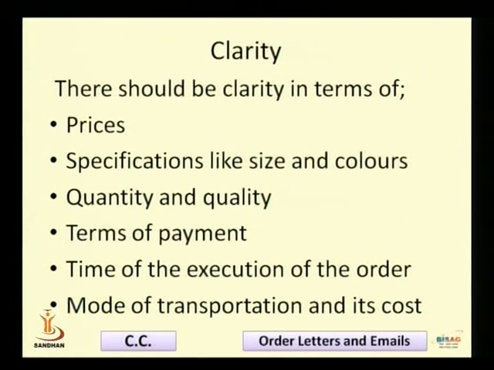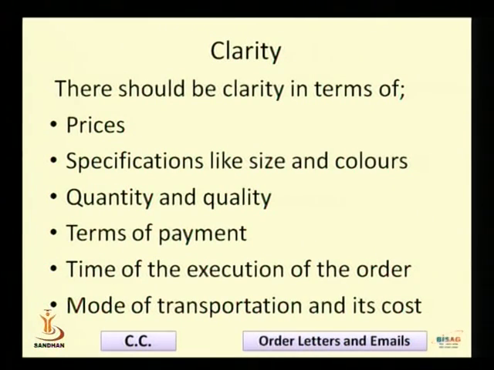For example, the buyer needs the goods by road transport, and the seller would say that the cost must be borne 50-50, then it must be very clearly mentioned in all the communication.